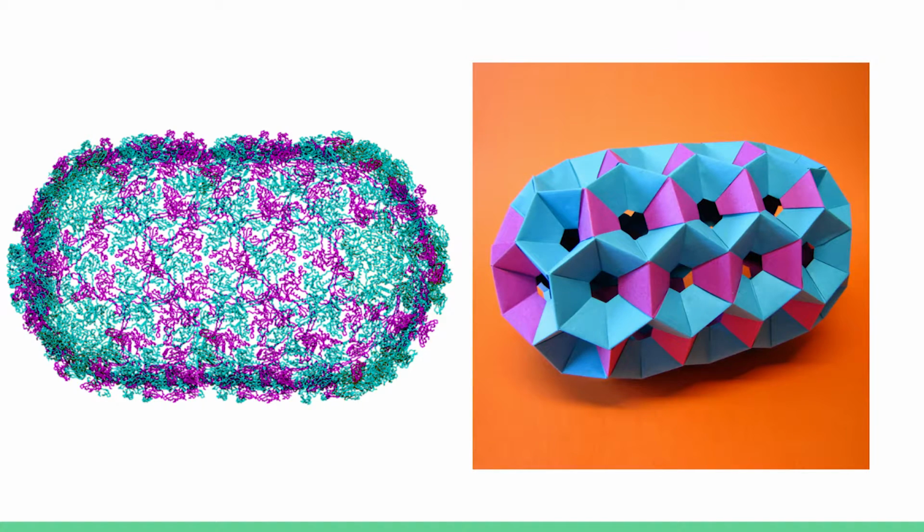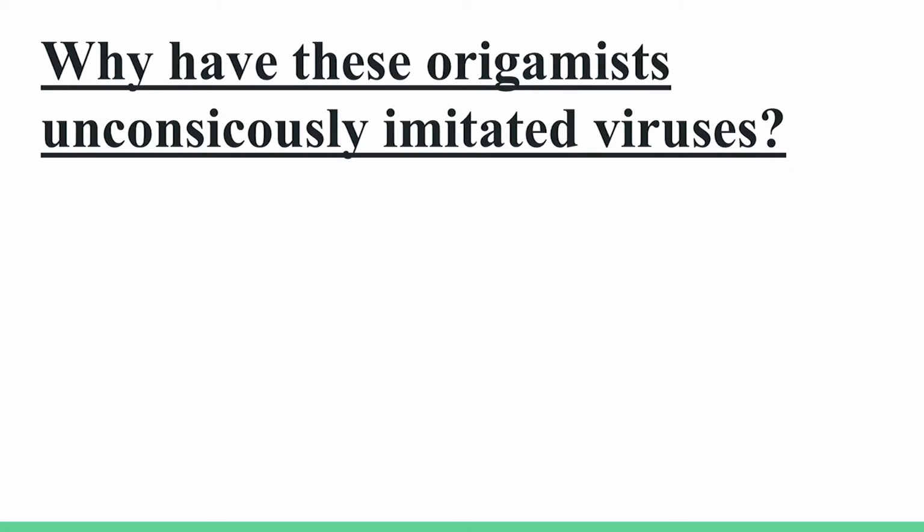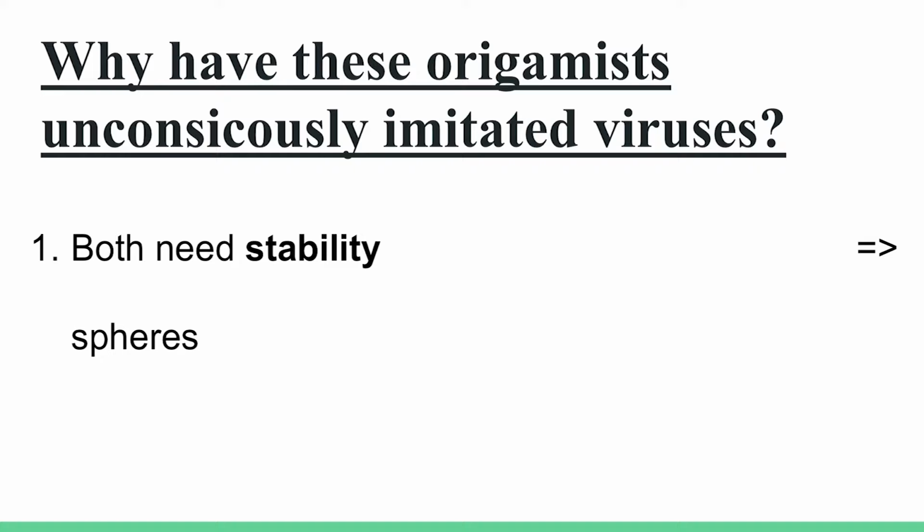Here's another example. It's maybe harder to see the correspondence in this one, but trust me, the pieces of origami assembled into that model there are assembled in exactly the same way that the molecules are put together in that virus, which affects potatoes. Okay, why have origamists unconsciously imitated viruses? Well, number one, both of them need stability, and so they make spheres. If you're an origamist, you don't want your origami to fall apart. If you're a virus, you don't want to fall apart until you're inside the cell. Both need stability, so they're made out of spheres.